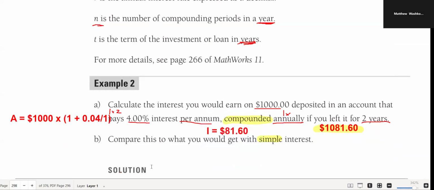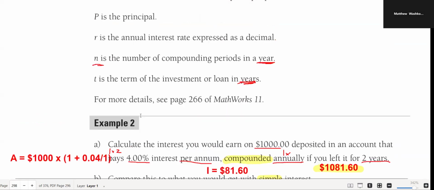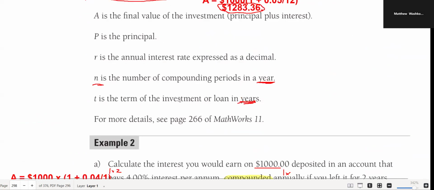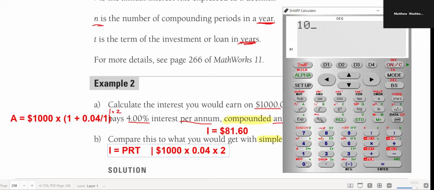Now, what if it was simple interest? Well, I equals PRT, right? 1,000 times the interest rate times the amount of term. What does the T mean again? The term of the investment in years. So 1,000 times 0.04 times 2, $80.